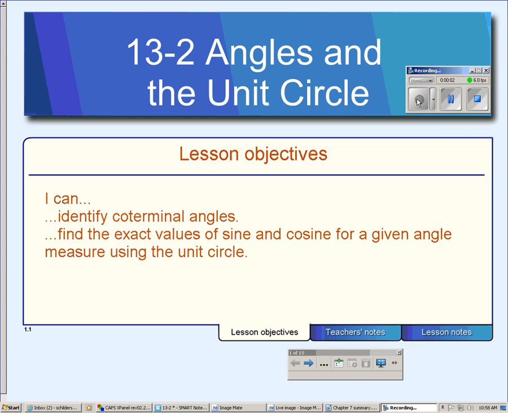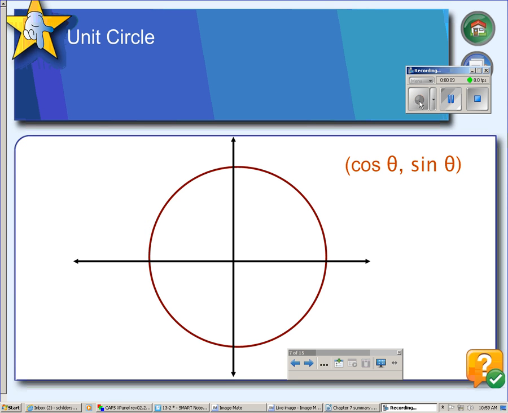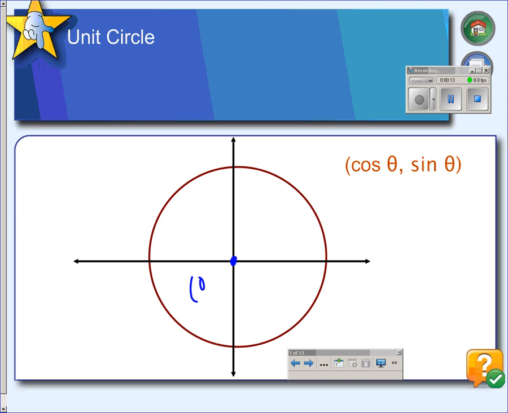In the second half of lesson 13.2, we're going to look specifically at the unit circle. The unit circle is a circle centered on the origin whose radius is 1 unit. That's why it's called a unit circle, because the radius is equal to 1. What we would like to do with the unit circle is determine coordinates at various points along the way.